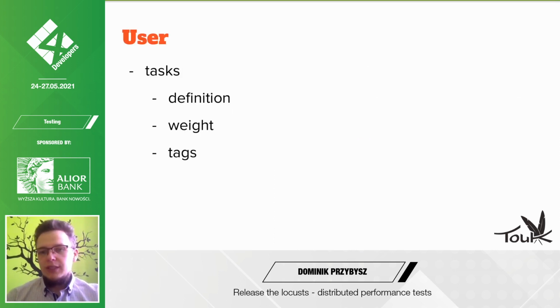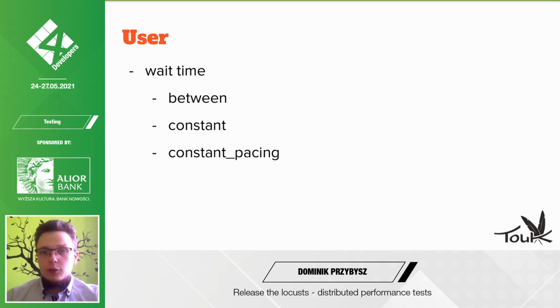As I said, a user has some tasks, and has to have at least one task. Each task should have some definition, of course: what do you want to do, and how do you want to interact with your tested system? You can set the weight, how often this task should be run among all the other tasks. And you can also define tags, which allow you to quickly exclude or include only some subset of available tasks.